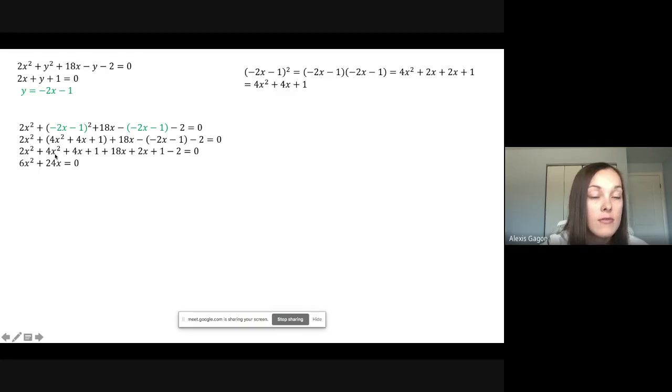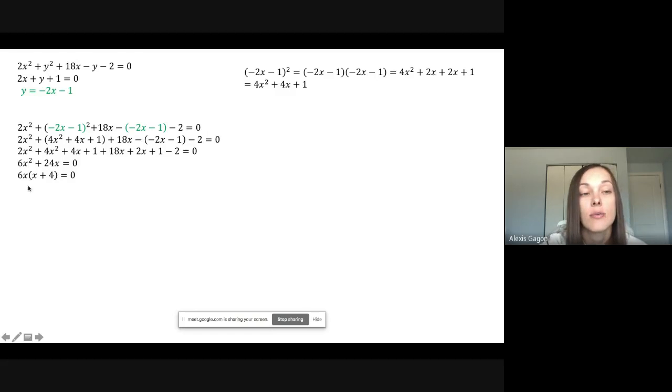So 2x squared and 4x squared is 6x squared. 4x, 18x, and 2x is 24x. And then 1 minus 2 is 0, so that's just gone. Then to factor this, we take out a GCF. So we see what goes into 6x squared and 24x. Well, I can factor out a 6x. So I'm left with 6x and x plus 4.